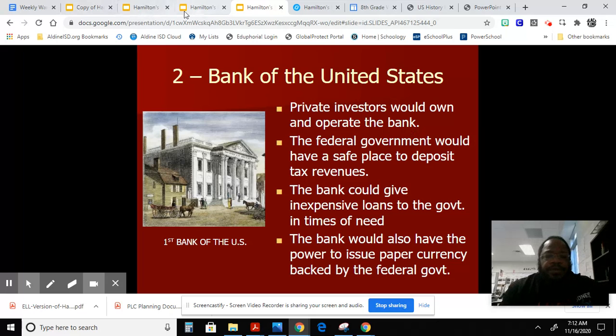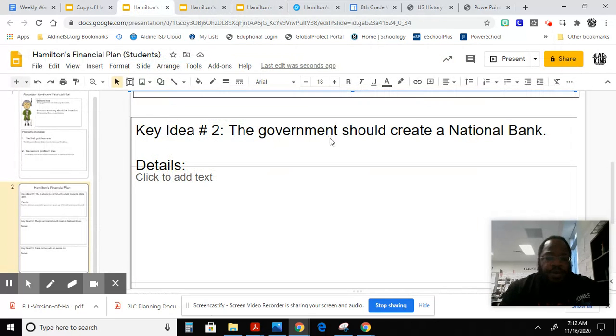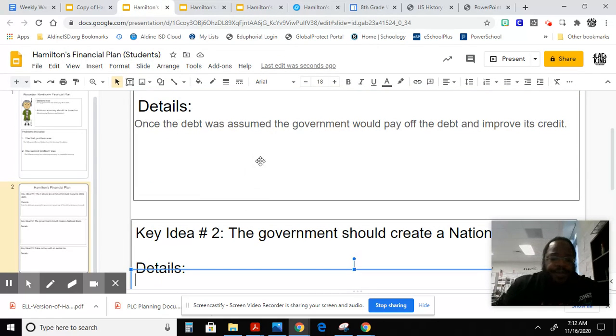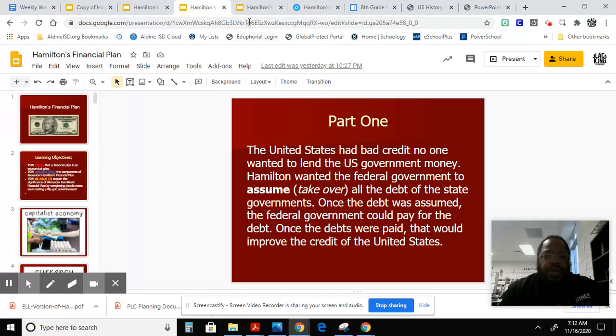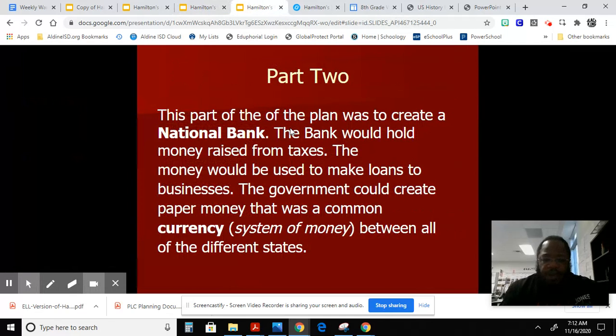Okay, so let's go back to our doodle notes. The government should create a national bank. So, what was the purpose of this national bank? If we go back to the reading and look for that information, what was the purpose of it? The bank would hold money raised from taxes. The bank would be used to make loans to businesses. The government could create paper money.